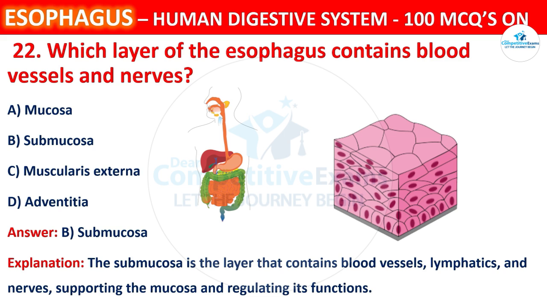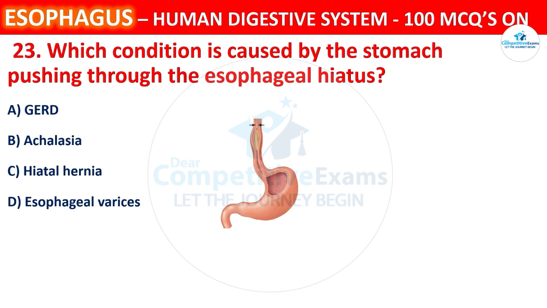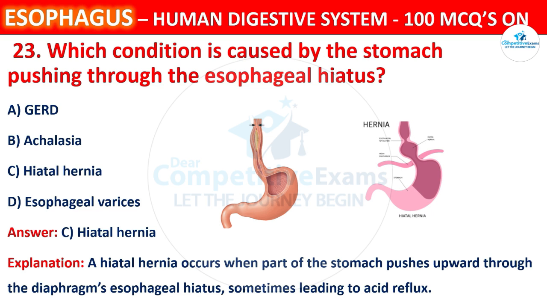Question number 23. Which condition is caused by the stomach pushing through the esophageal hiatus? Your options are GERD, achalasia, hiatal hernia, or esophageal varices. The correct answer is C, that is hiatal hernia. The hiatal hernia occurs when the part of the stomach pushes upward through the diaphragm's esophageal hiatus, sometimes leading to acid reflux.